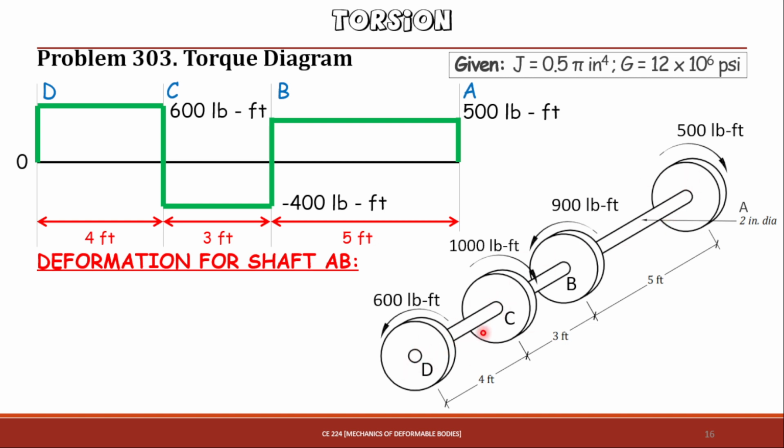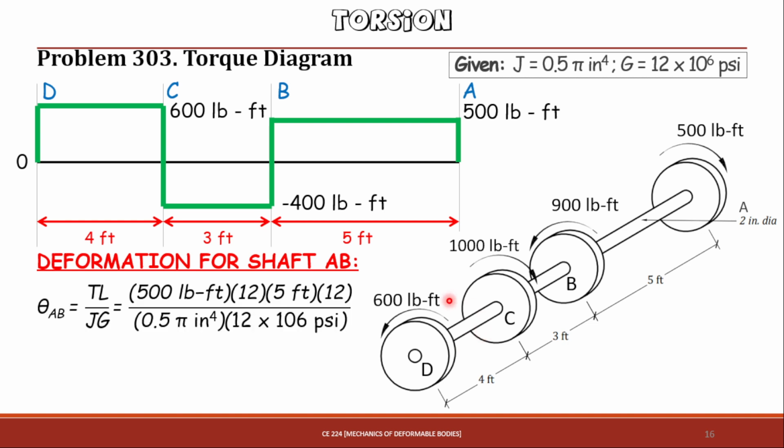Taking into account the signs for clockwise and counterclockwise. Okay? So, for the deformation of shaft AB, theta AB is equal to TL over JG. And please keep in mind that the T, L, J, and G here are all those of AB. The torque in AB is 500 pound-foot.